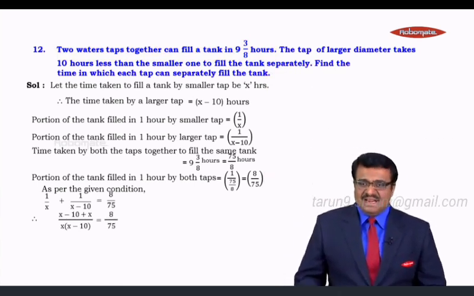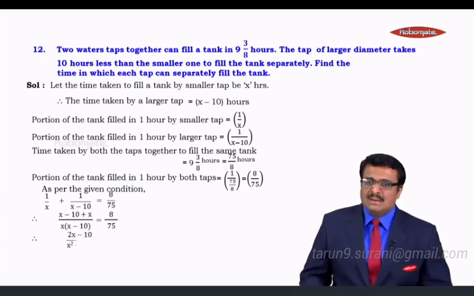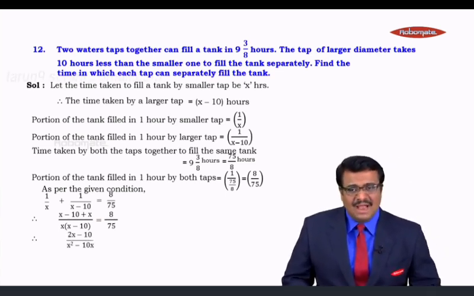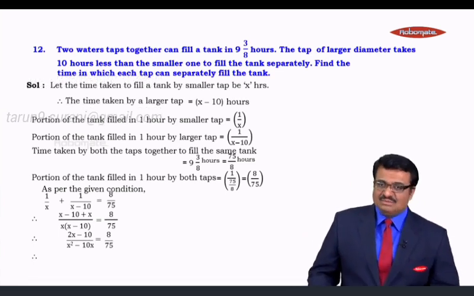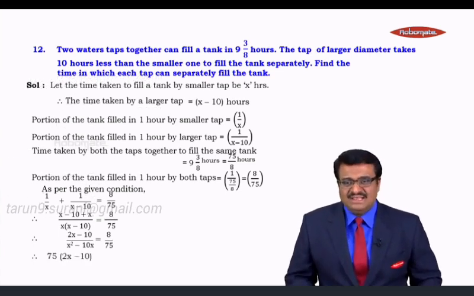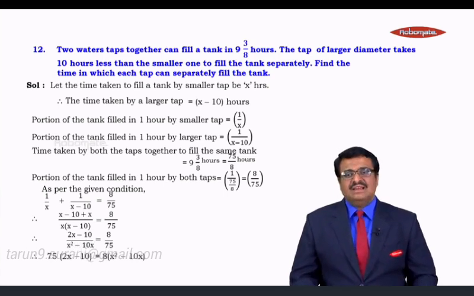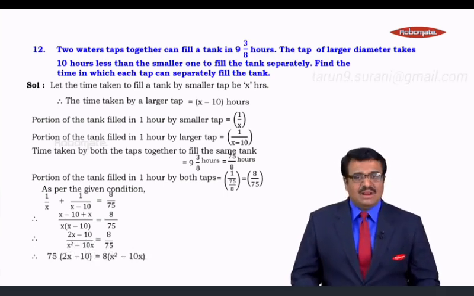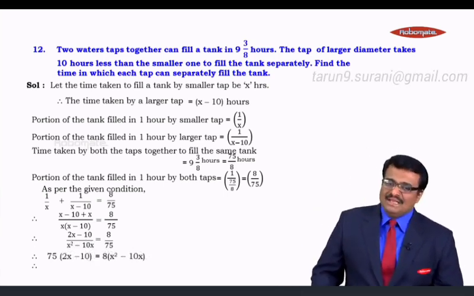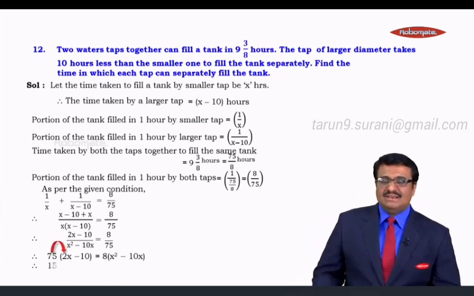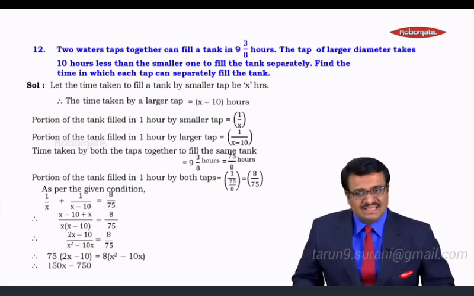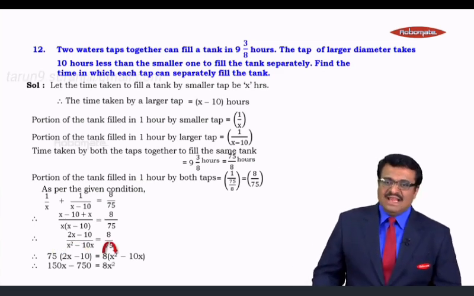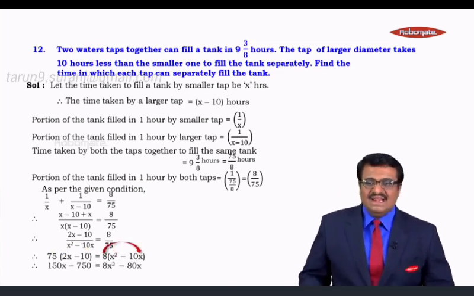x and x can be added, so it will be 2x minus 10 upon x square minus 10x is equal to 8 upon 75. Let us cross multiply. So what we get is 75 into 2x minus 10 is equal to 8 into x square minus 10x. Opening the brackets, 75 into 2x will be nothing but 150x minus 75 into 10 is minus 750 is equal to 8x square minus 80x.